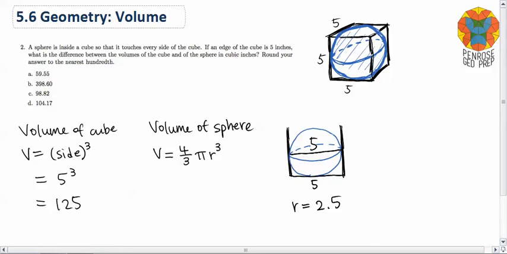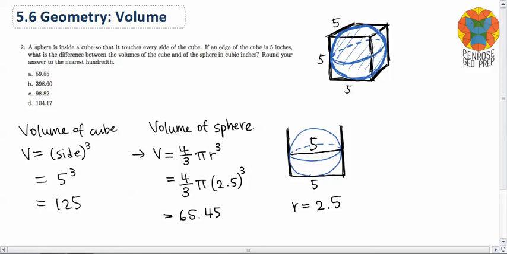Now that we know the radius, we can solve for the volume of the sphere. So let's return to this equation. So now we have 4/3 times pi times 2.5 cubed. Using your calculator, you should find that this equals 65.45. And here we're rounding to the nearest hundredth because the problem asks us to do so.